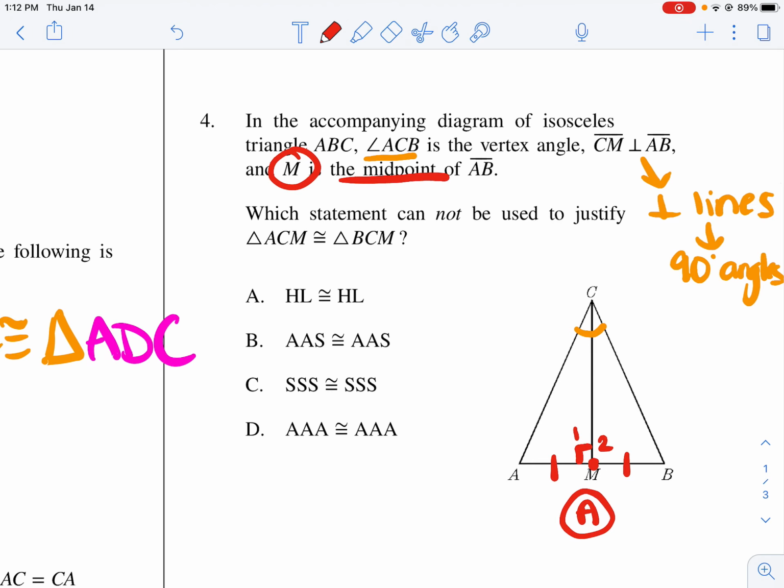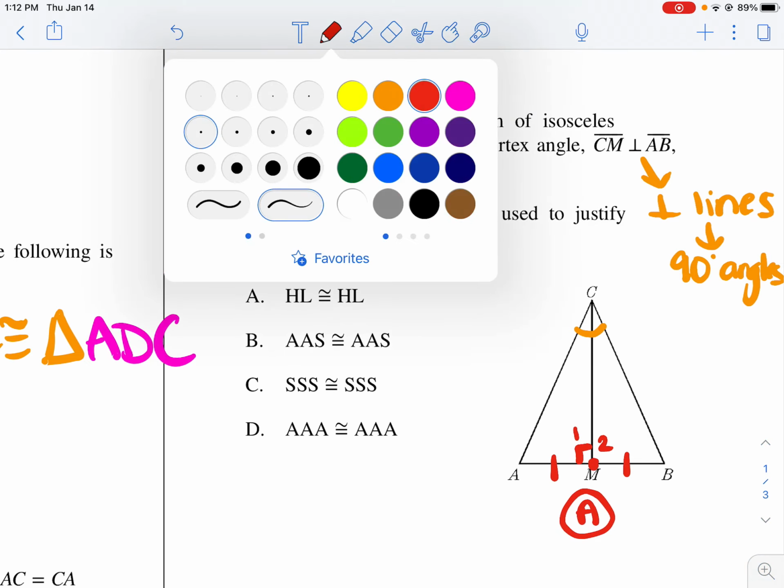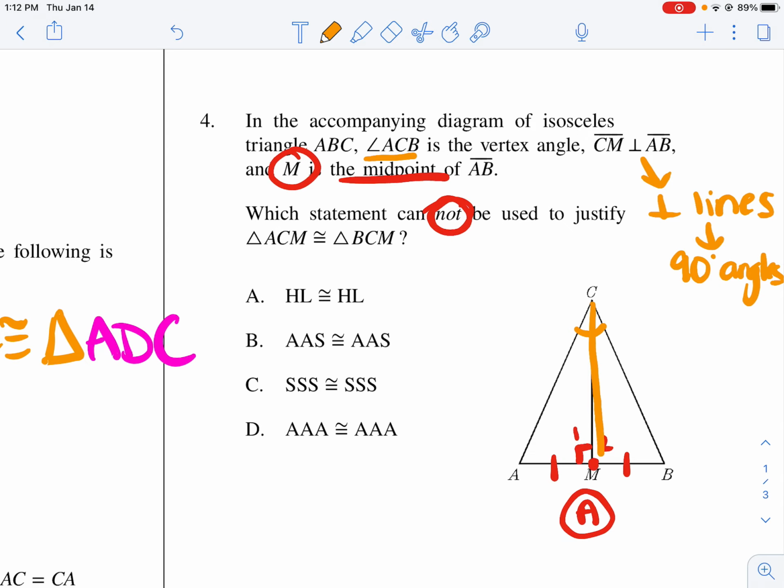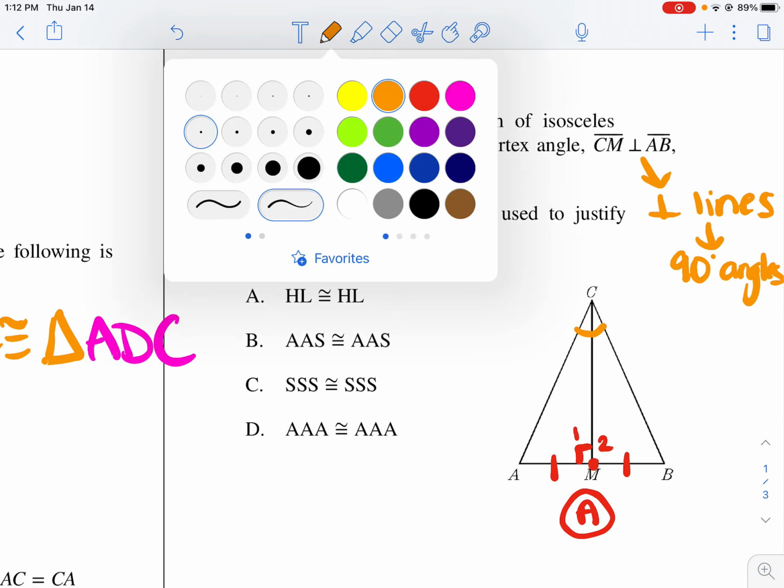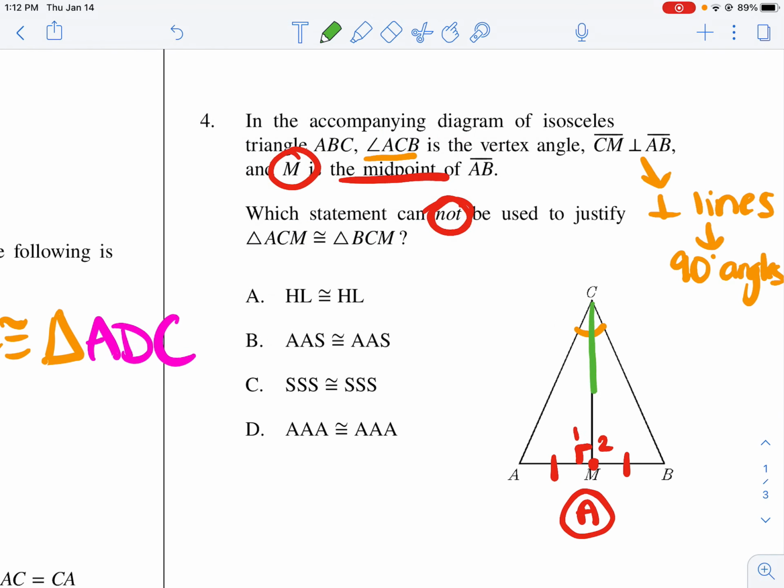Which statement cannot be used to justify? So remember that not is sneaky. If you look at this picture, there's one more side that's congruent. Ooh, that was not a good drawing. Right here, A to C. That's another side. So if I look here and I sort of travel around the triangle, I have a side, my right angle, and a side. Okay? So which cannot be used to justify these triangles are congruent?